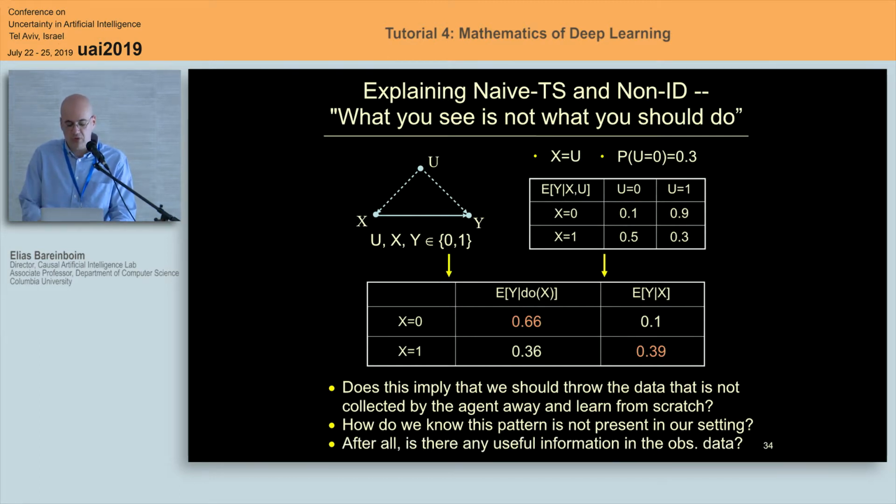We usually don't know, which seems to suggest that you just throw away the data. Then after all, the question is, is there any useful information in the observational data? In this data that has this bias, where you showed that the behaviors deteriorate, is there anything good there, or can you just throw it away with confidence? And the answer is yes, there is useful information there, for sure.